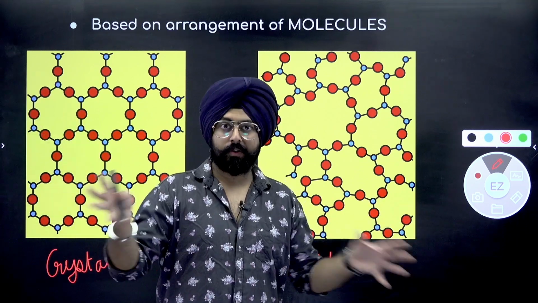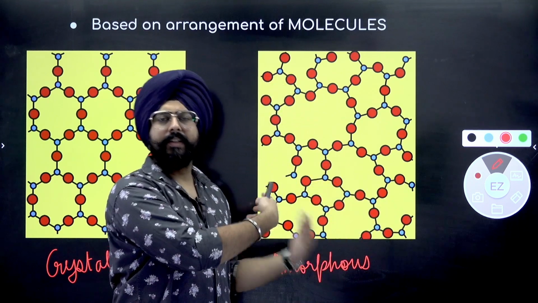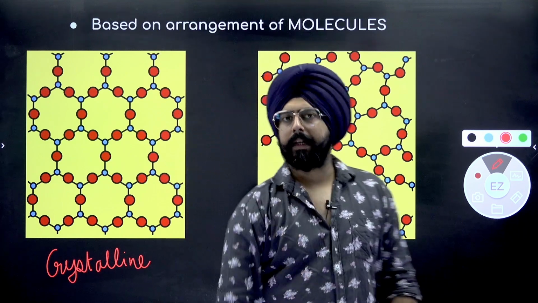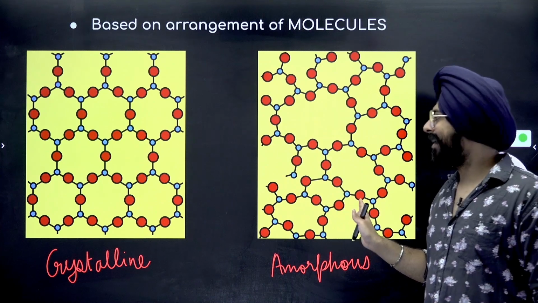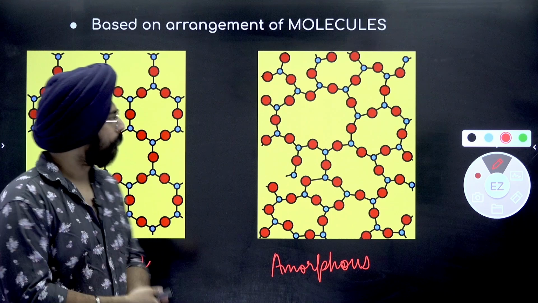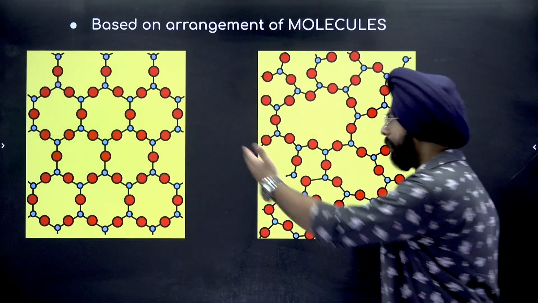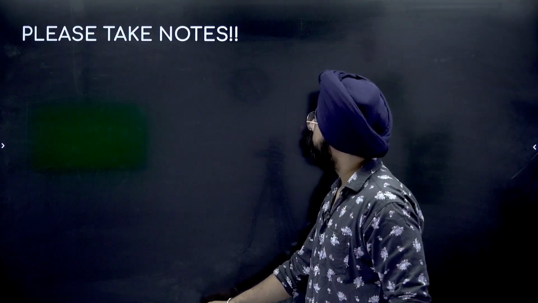If the constituent particles are still close to each other, they can have a random arrangement and still be a solid. And the perfect example that you already know is diamond versus charcoal. Yes? Fine. So now let's discuss a few more properties based on crystalline versus amorphous nature of different solids.